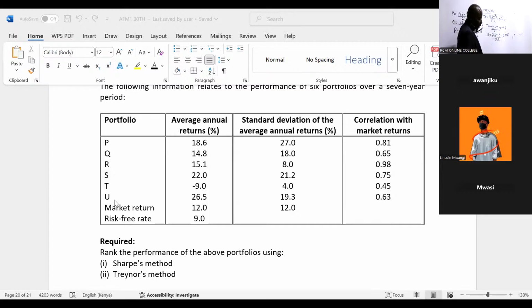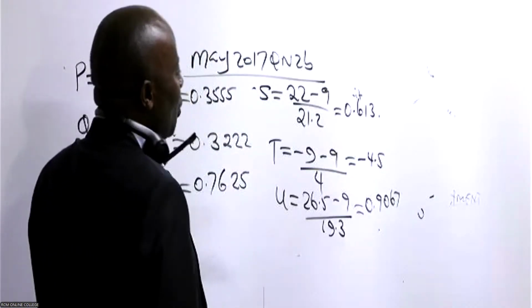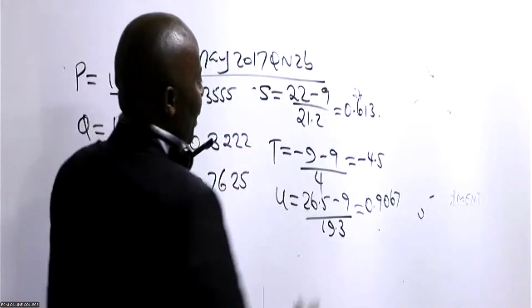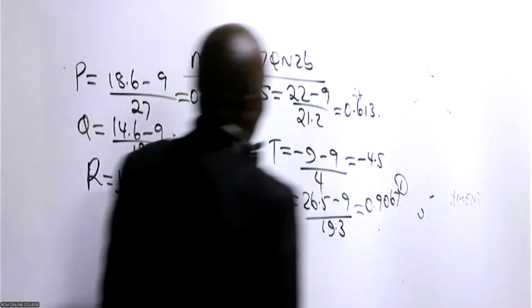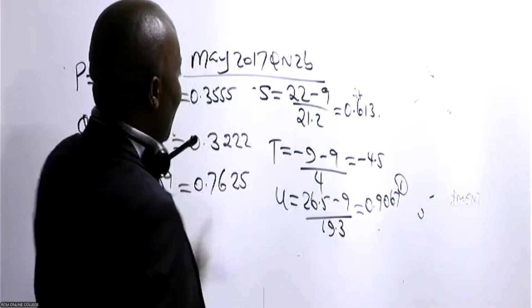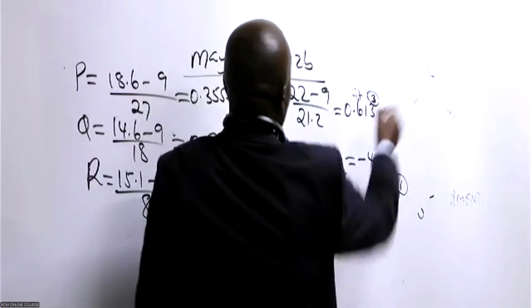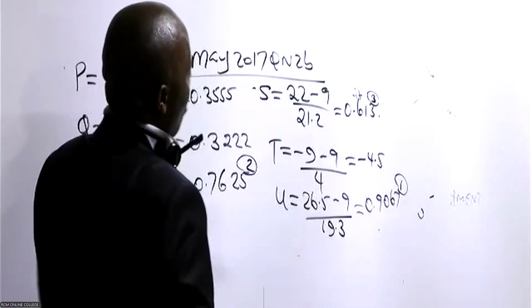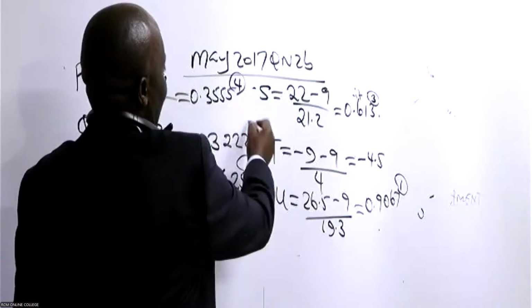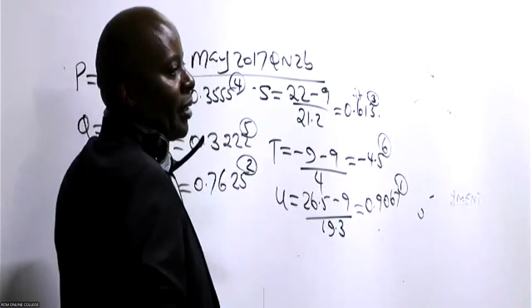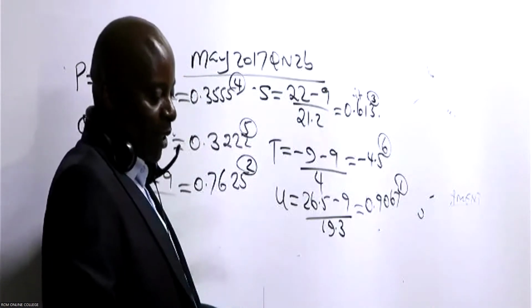Don't evaluate the market. So then go ahead and rank them. The examiner wanted us to rank them. Which one takes number 1? 0.90, so this takes number 1. After that, the next one is 0.7, so this takes number 2. And then 0.6, number 3, number 4. 0.35 takes number 5. And then the last one is the negative one, number 6.